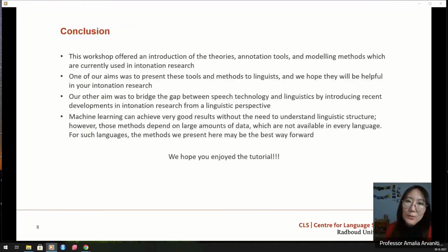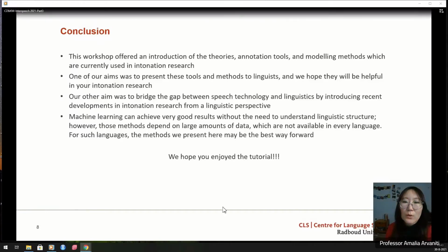In conclusion, this workshop offered an introduction to the theories, annotation tools, and modeling methods which are currently used in intonation research. One of our aims was to present those tools and methods to linguists, and we hope they will be helpful in your intonation research. Our other aim was to bridge the gap between speech technology and linguistics by introducing recent developments in intonation research from a linguistic perspective. Machine learning can achieve very good results without the need to understand linguistic structure. However, those methods depend on large amounts of data, which are not available in every language. For such languages, the methods we present here may be the best way forward. We hope you enjoyed the tutorial.